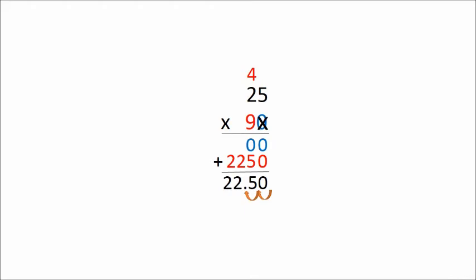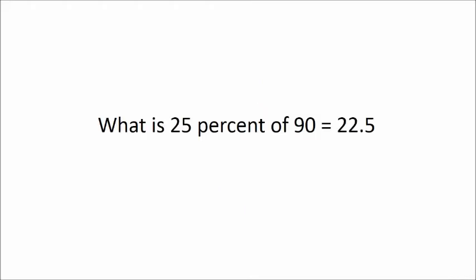In a second, it's going to pop up, but basically 25% of 90 is 22.5. That's all it is, not too complicated.